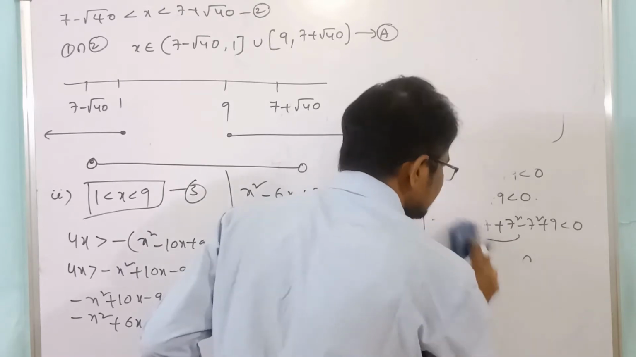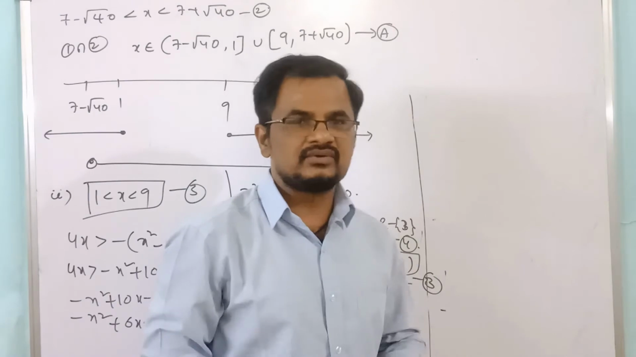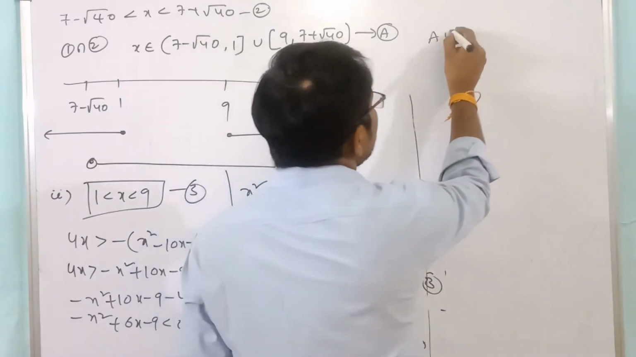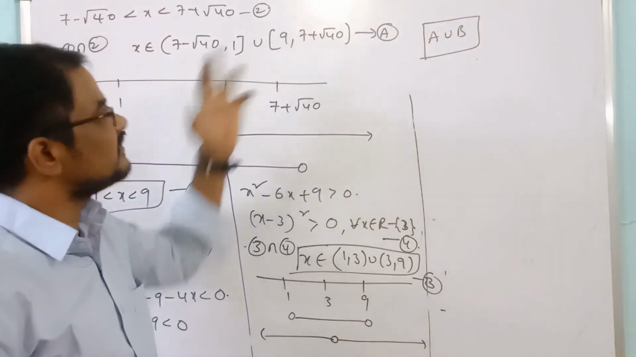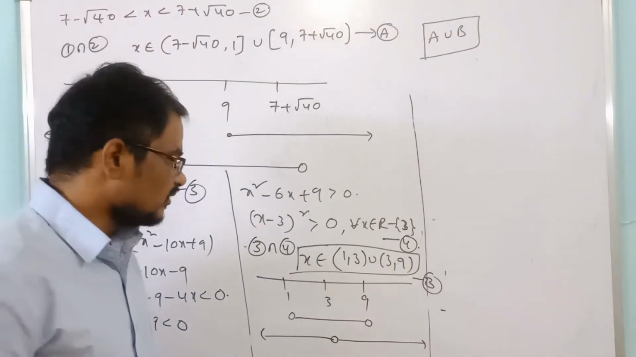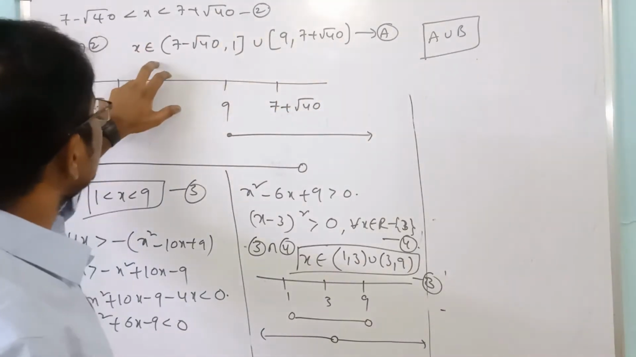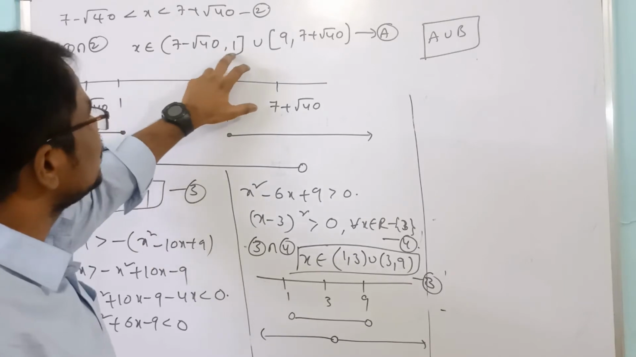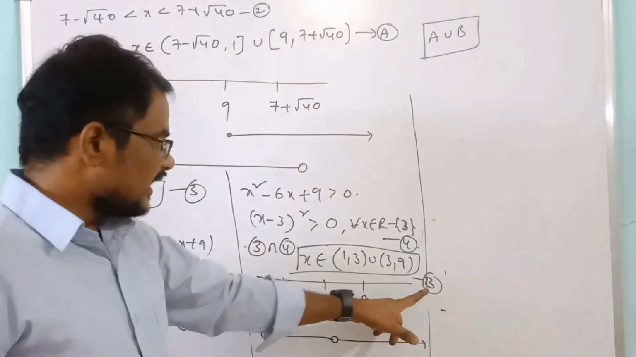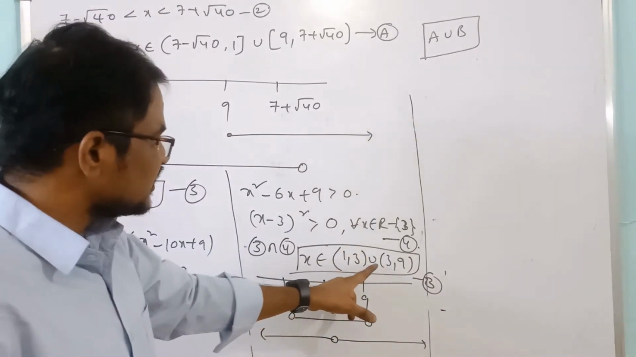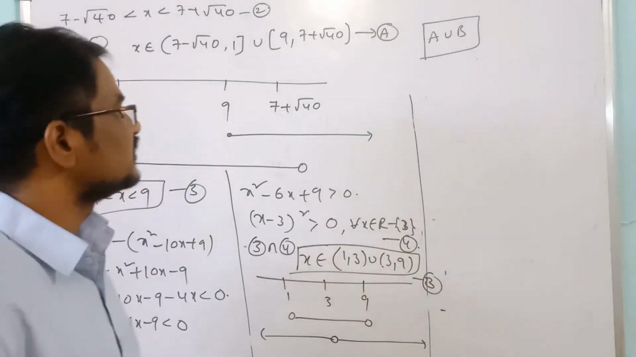Now, so our final answer is what? Equation number 1 values, means case 1 values, union case 2 you have to take. Means A union B is our required domain of the given function, right? Now for that, see, this is A. A is what? x belongs to 7 minus root 40 to 1, closed interval, union closed interval 9 to 7 plus root 40. And B is what? 1 to 3 union 3 to 9.